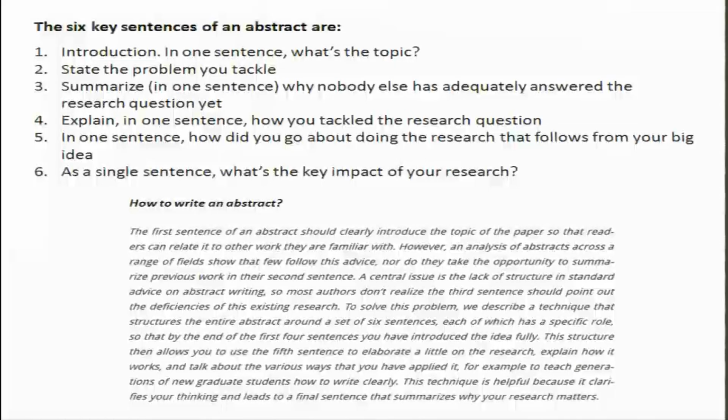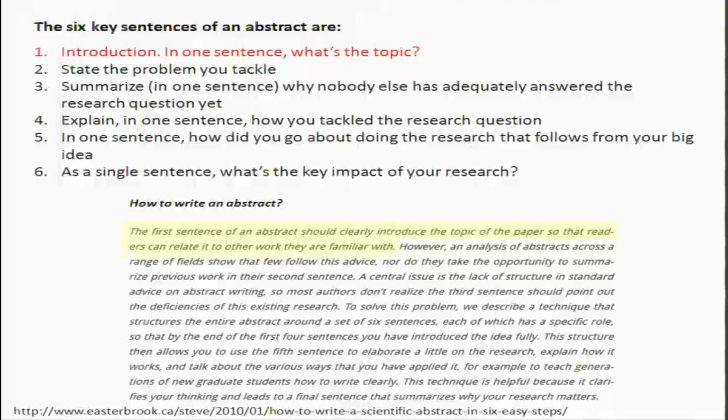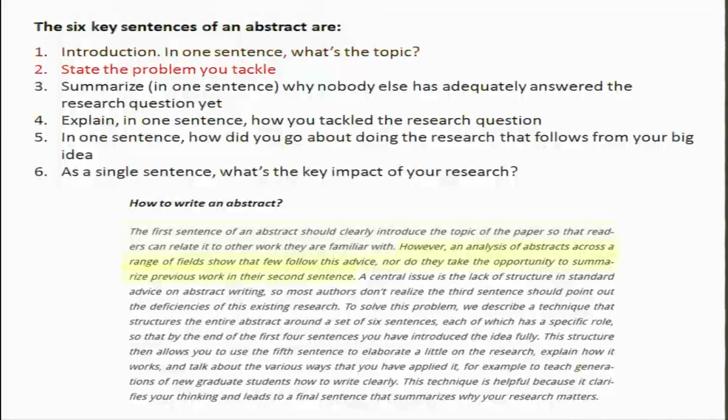So let's now see, because these are the 6 key sentences that form the abstract, and we have read an abstract about abstract writing, let's see how these 6 keys fit in here. Let's see the first one, introduction, in one sentence about the topic. Now you read: the first sentence of an abstract should clearly introduce the topic of the paper, so that the reader can relate to the work. This line explains the very purpose of the abstract, why it should be written. State the problem. So now you see exactly what is lacking.